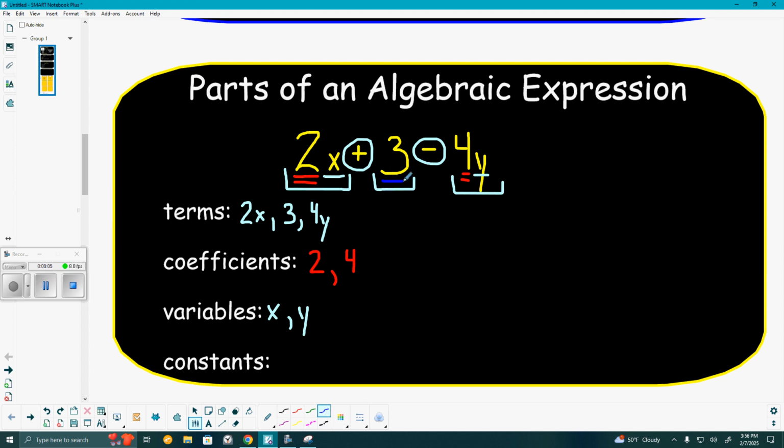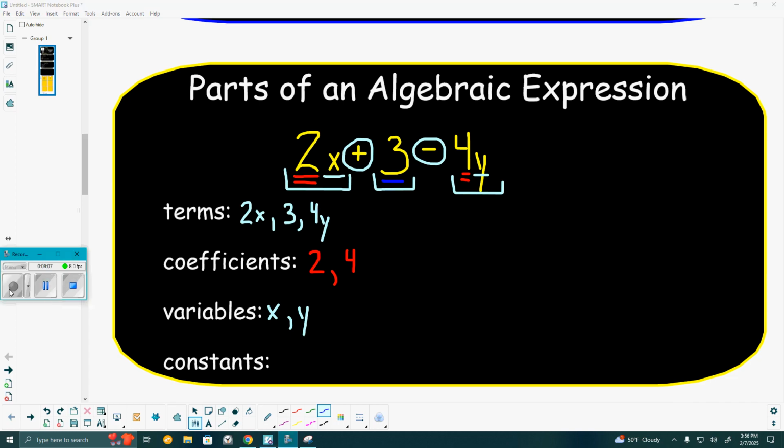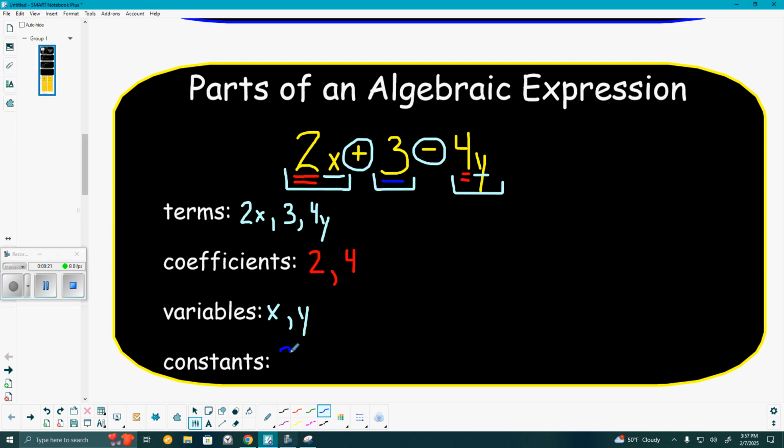Lastly, constants. Constants are the opposites of coefficients. If coefficients have a variable, constants do not. Our only number term here that does not have a variable is 3. So it's our only constant.